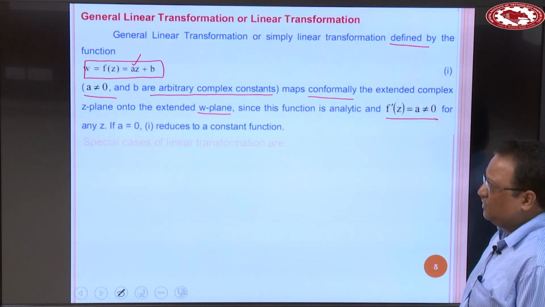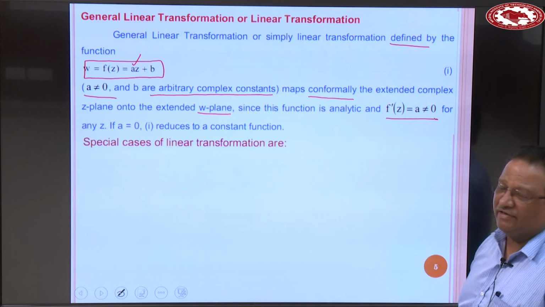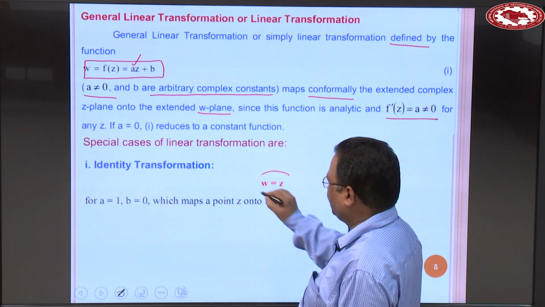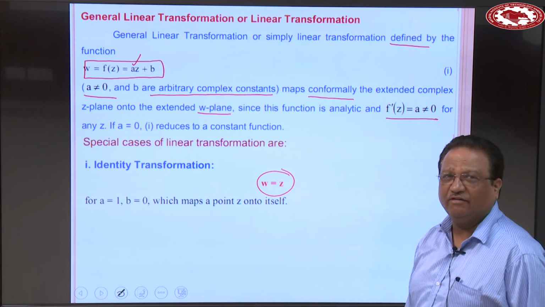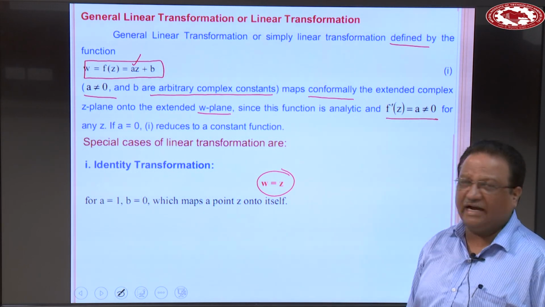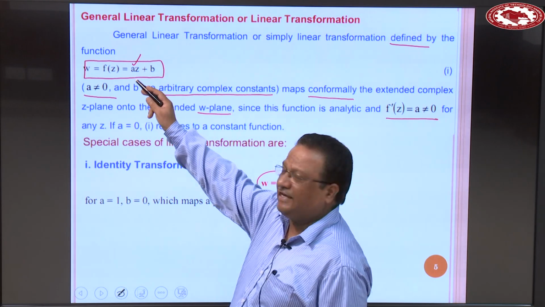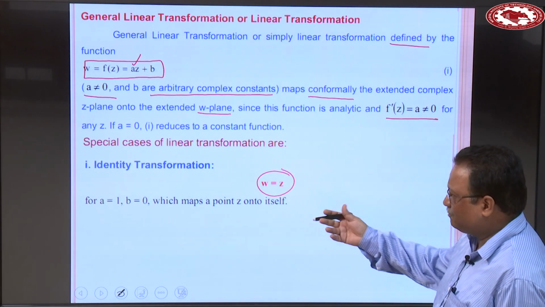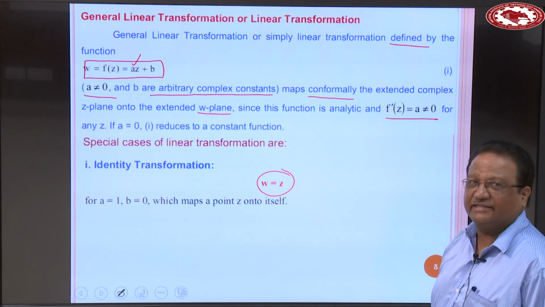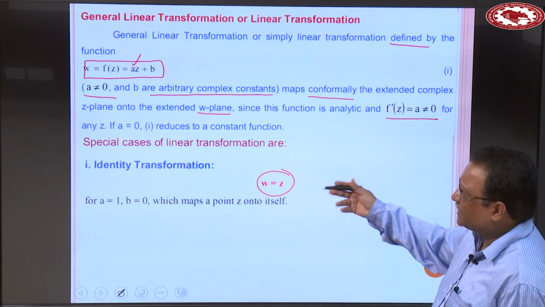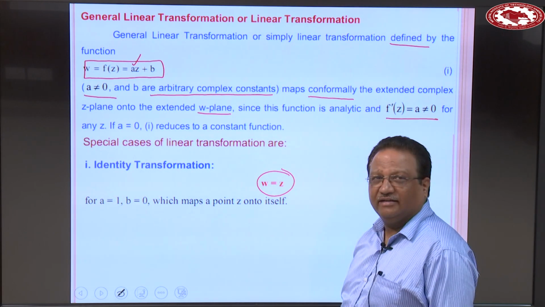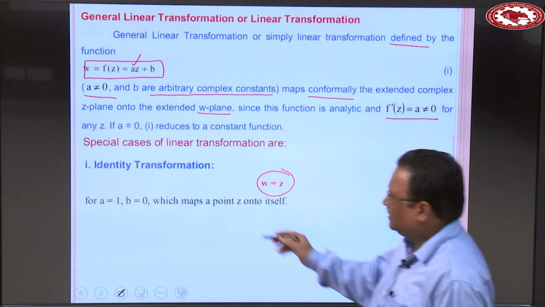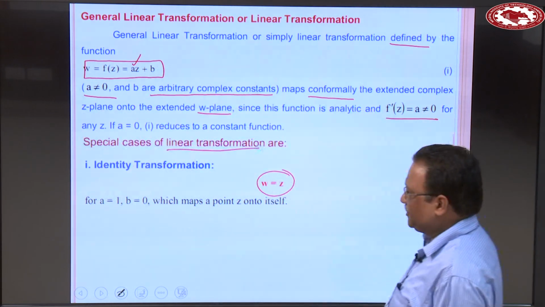Okay. So, we have special cases of these types of linear transformations. Number one is the identity transformation. The identity transformation means w is equal to z, which is possible only when A is equal to 1 and B is equal to 0. Clear? And this maps a point z onto itself. So, the identity transformation is a special case of this general linear transformation.